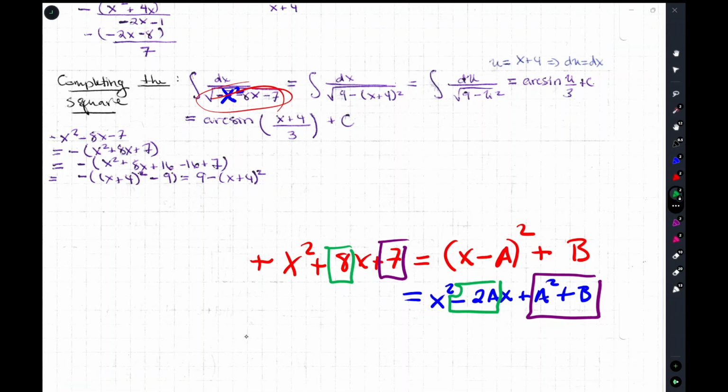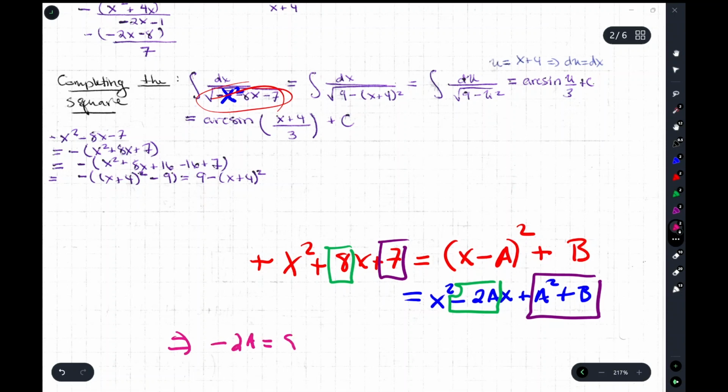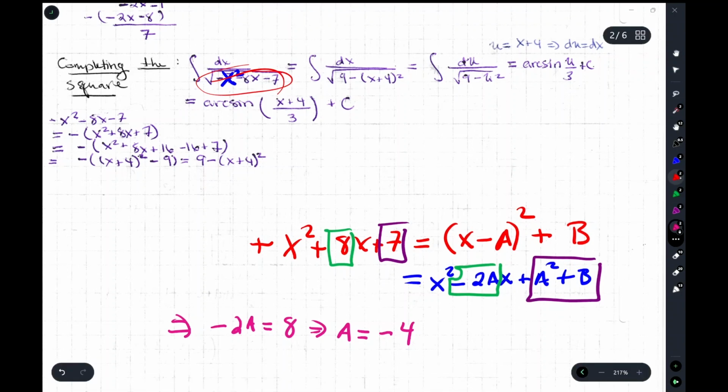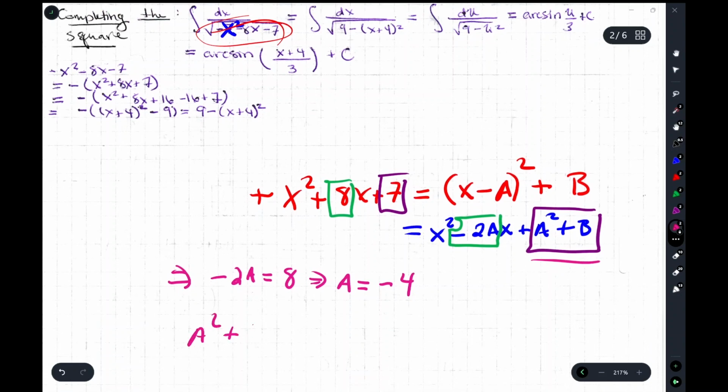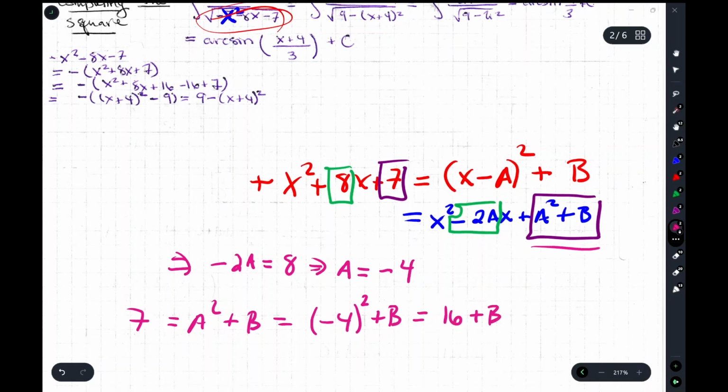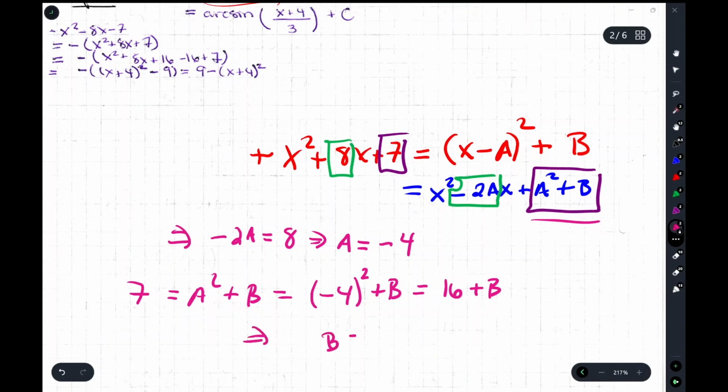Looking at that, you'll have minus 2a is equal to 8, which gives you that a is equal to negative 4, which is correct because x minus negative 4 is x plus 4, and that's what we have there. Then you also have this term here. You'll have a squared plus b, and that needs to equal 7. You already solved for a. That's negative 4 squared plus b, so you'll get 16 plus b equals 7. That will give you a b of negative 9, right? 7 minus 16 is negative 9. And so that's the idea of completing the square.